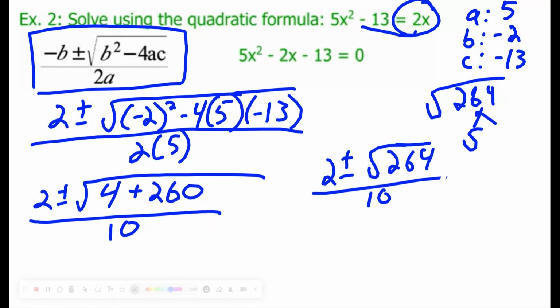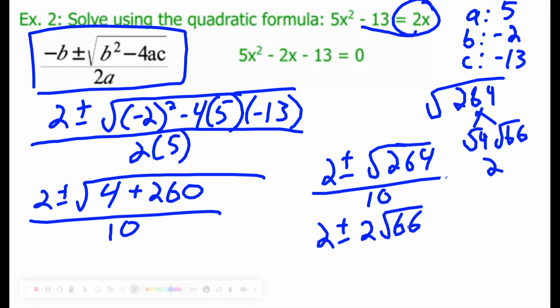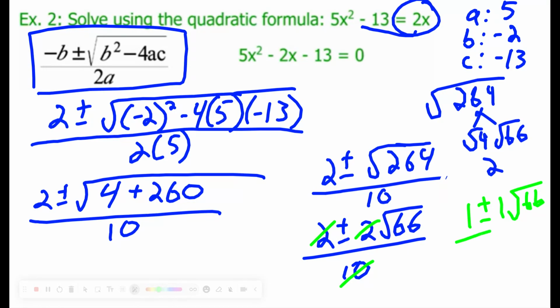264 can be split into root 4 and root 66. The square root of 4 is 2, so I'm going to be left with 2 plus or minus 2 root 66 over 10. Remember, the only way I can simplify is if all three terms can be simplified in this situation, because they are not like terms. I could divide the even numbers and be left with 1 plus or minus 1 root 66, that 1 is unnecessary, over 5.